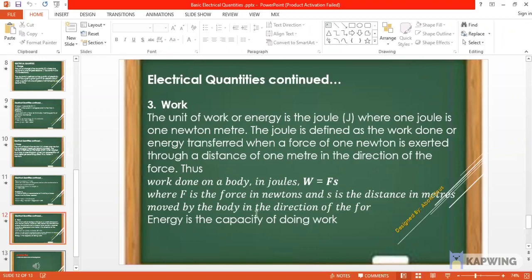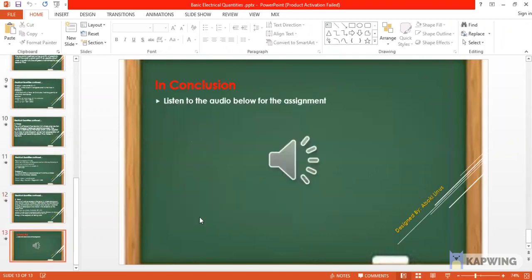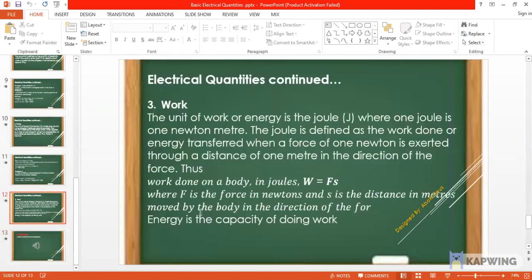And the energy, what is the energy? Energy is the same as the capacity of doing work. So work and energy are the same thing. So that is what we have for today.